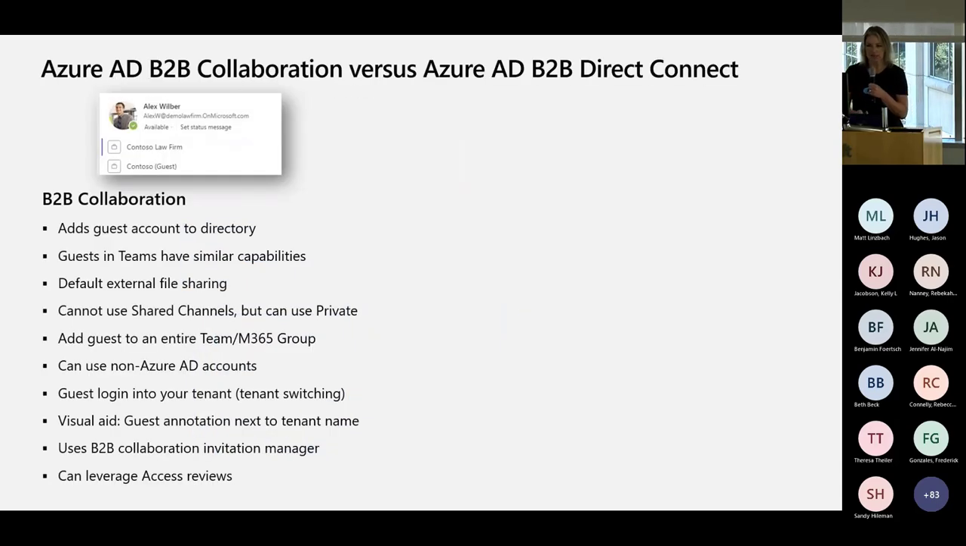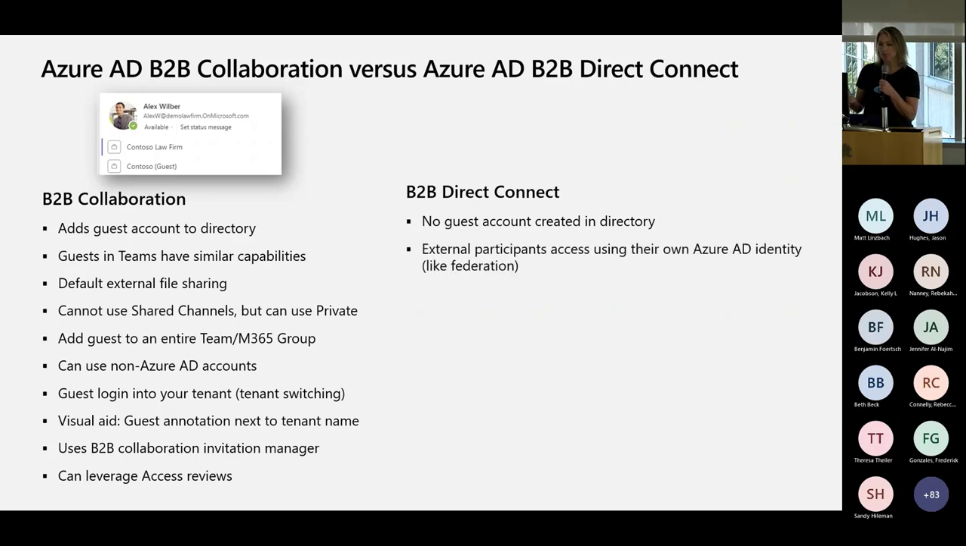So here are the differences. So here's B2B collaboration, and we did have this question earlier. I wanted to just cover the difference because if you're leveraging B2B, these are all net new things to know. So B2B Direct Connect is the new name. There's no guest account created in the directory. External participants access their own Azure AD identity, so like federation.